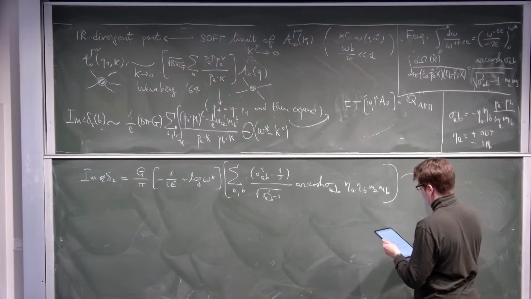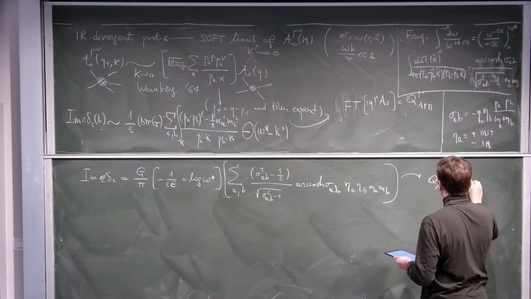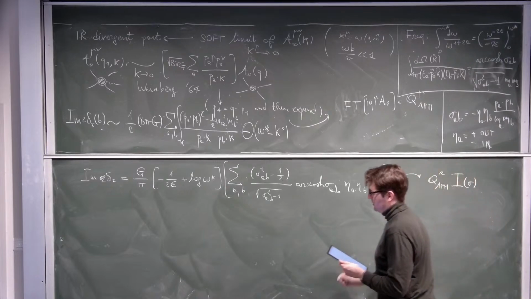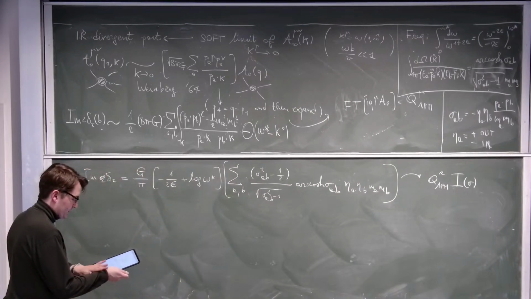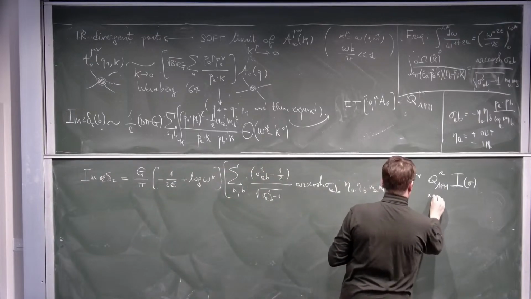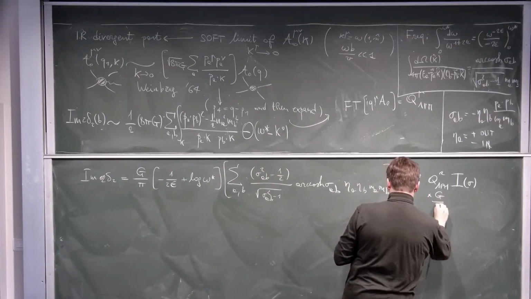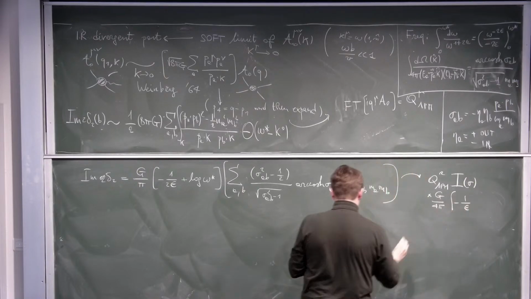we get something proportional to q1pm squared and some function calligraphic I, which is a function of sigma. Let me not write too much in detail here. This is a function that we already defined in the first lecture, by the way. So the final result will be this times g over 4 pi times minus 1 over epsilon plus something that now I'm going to discuss.